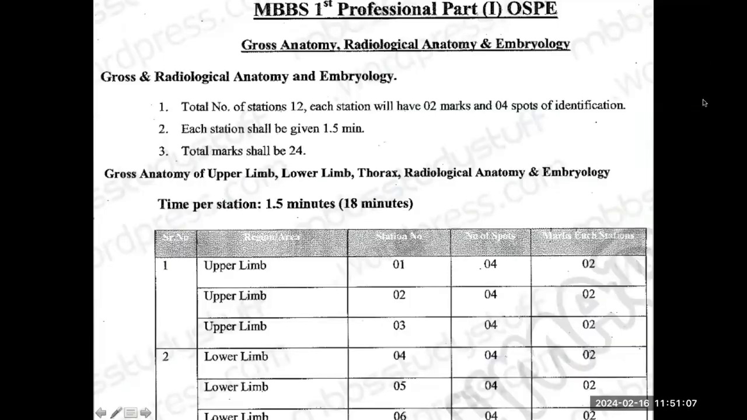So this is an objective structured practical examination of anatomy, where they had 12 stations, and each station had 2 marks, and 4 spots for identification. So for the upper limb practical, they had 4 spots which they have to identify. For the identification spot, neat pins are placed, or some marking is there, which the students have to write down. That number 1 spot is this, number 2 spot shows this, number 4 shows this, and number 5 shows this.